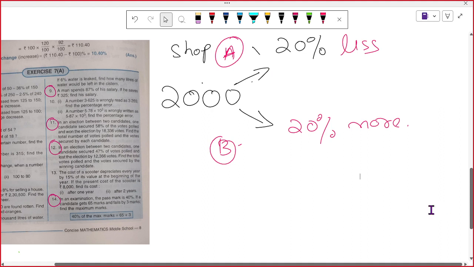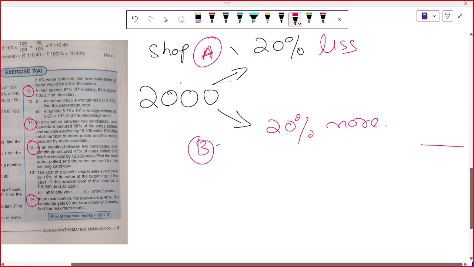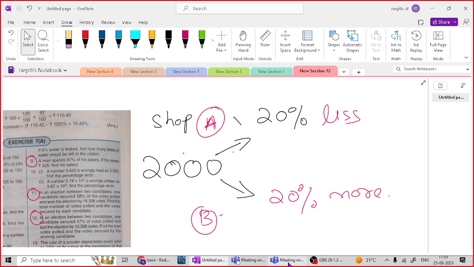In shop A, you have to pay 20% less, and in shop B, 20% more. So first, we have to find 20%. How much is 20% of 2000? 400. Okay, 400. The price is 2000, you have to pay 400 less. So what's the amount you have to pay? 1,600. Good, 1600 for shop A. Find it for shop B.